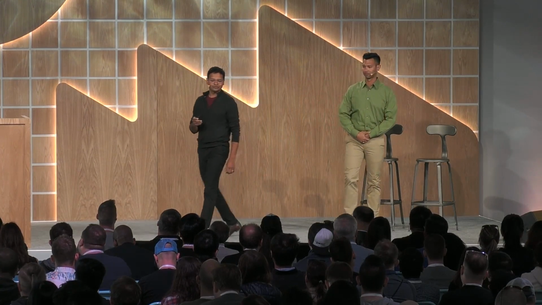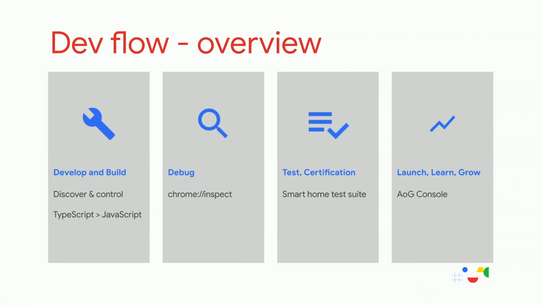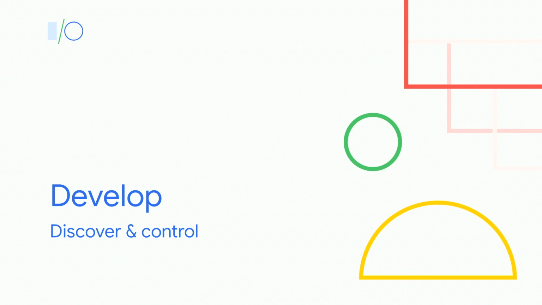So when we set out to build the Local Home SDK, we wanted to make sure that developers have the best experience. So let's look at the developer flow. Starting with building your application to debugging it, for certifying your application, and even launching. We've taken care of the complete spectrum. And in the next few sections of the slides, we'll look into each of these. So first, let's start with developing your TypeScript application that'll help us discover and control the devices locally.